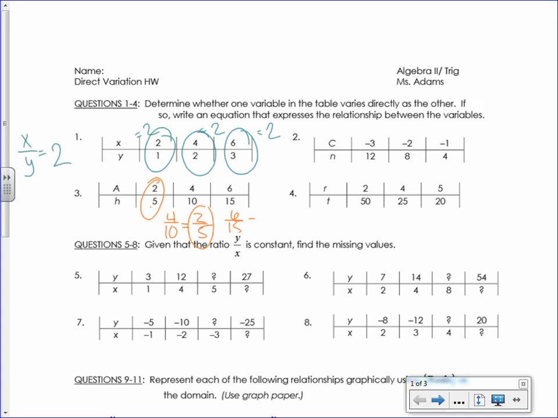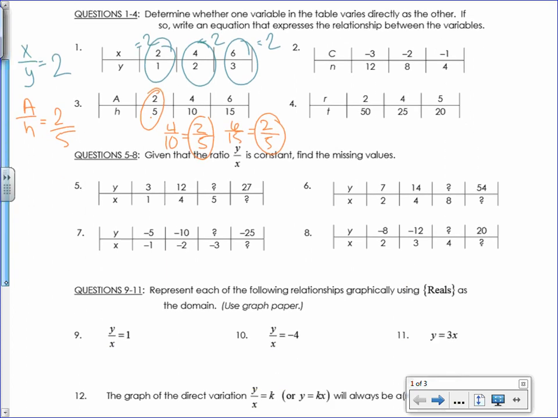For 6/15, 3 goes into both of those. 3 goes into there 2 times, 3 goes into there 5 times. That also simplifies to 2/5. So you get the same thing every time. So this is direct, and so your equation will be a over h is equal to 2/5. Or you can write 0.4 if you want. So both of those were direct.